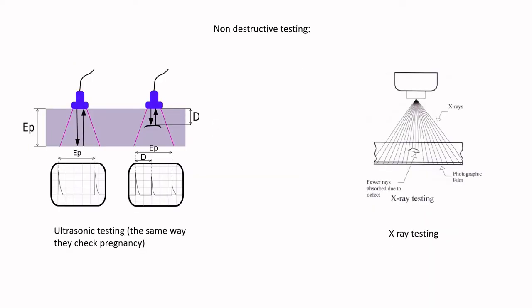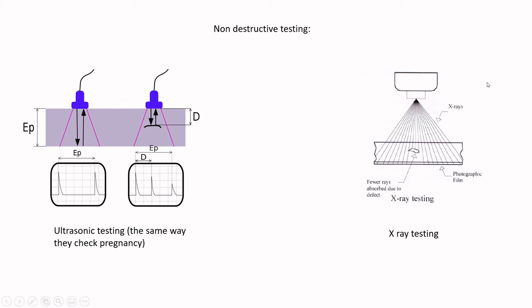So we've got non-destructive testing, which we covered in the previous video on materials testing: ultrasonic testing and then X-ray testing. Ultrasonic testing is the same way you would check pregnancy. Essentially you send ultrasonic waves through an object. If there are no faults, the wave hits the end and bounces back exactly the same. But if there is a crack or something like that, the wave that comes back is much shorter. That's how you can tell any defects.